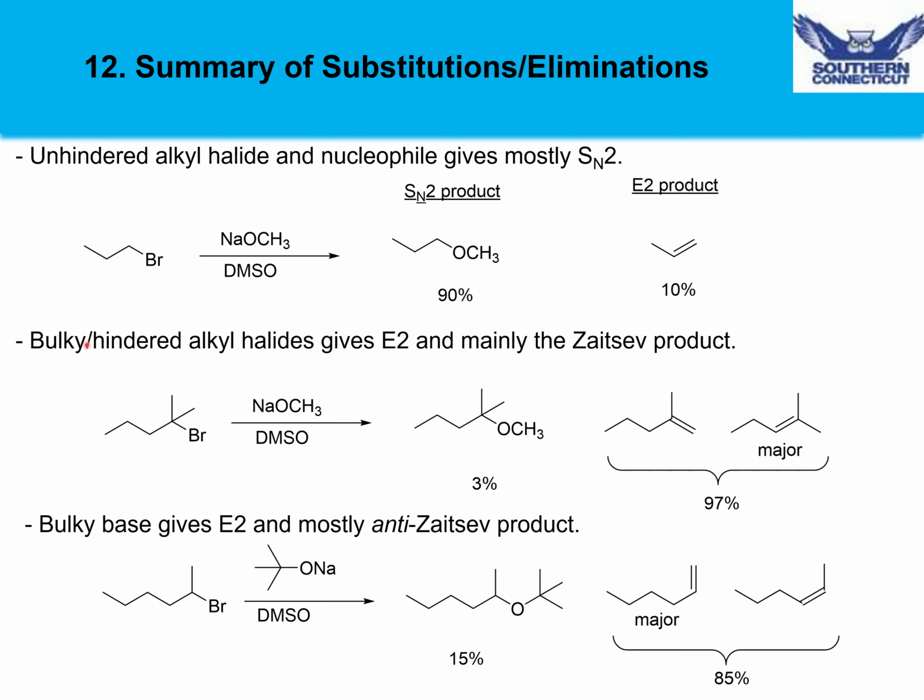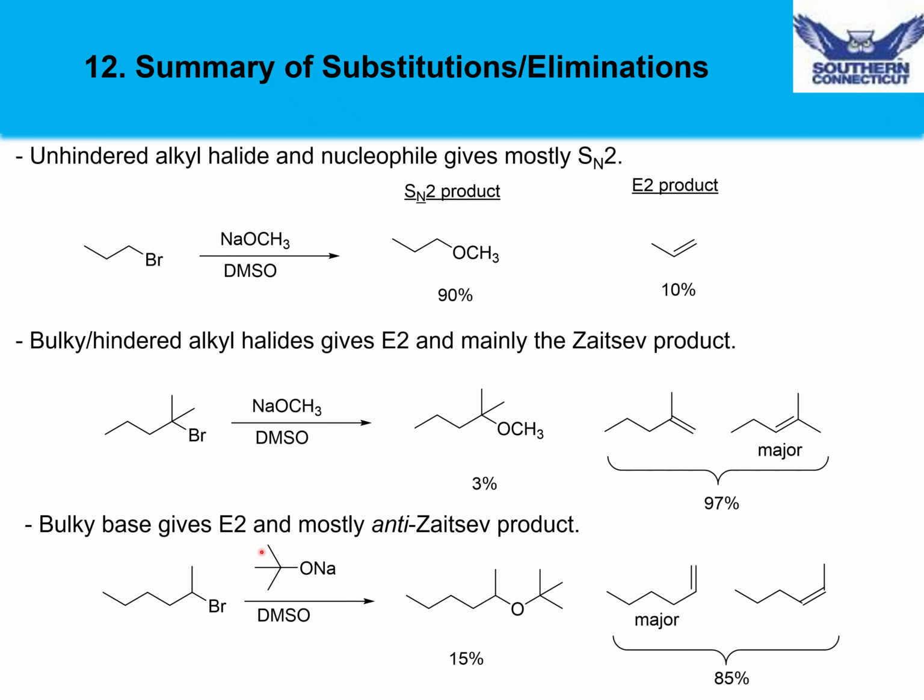If we use a bulky, hindered alkyl halide or base, we're going to get primarily E2. In the case of a bulky alkyl halide, like a tertiary alkyl halide, and a relatively unhindered base, we're going to get mostly the Zaitsev product from the E2 reaction. So here are the two possible alkene products. The Zaitsev one would be the major.